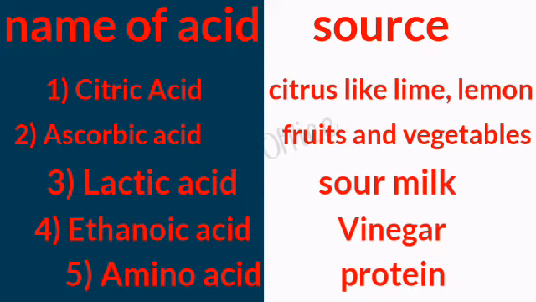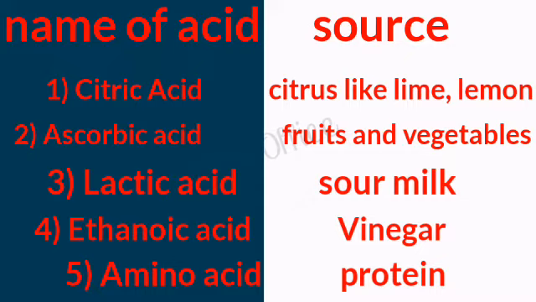Next, we will see some examples of natural acid and their sources. 1. Citric acid is a natural acid and the source is citrus like lime and lemon from fruits. 2. Ascorbic acid. The source where it is found is fruits and vegetables. 3. Lactic acid. The source is sour milk. 4. Ethanoic acid, and the source of ethanoic acid is vinegar.